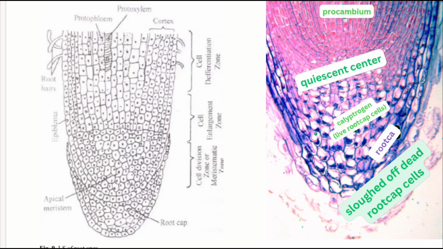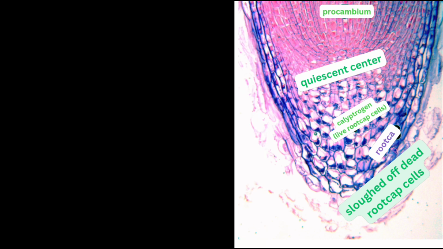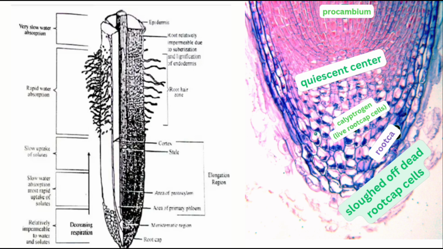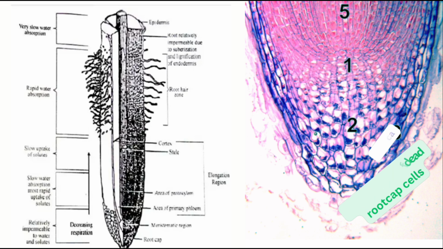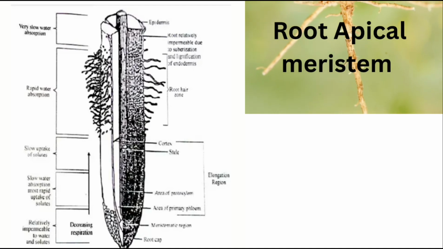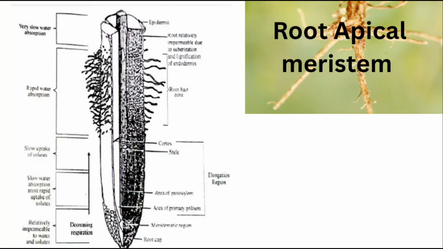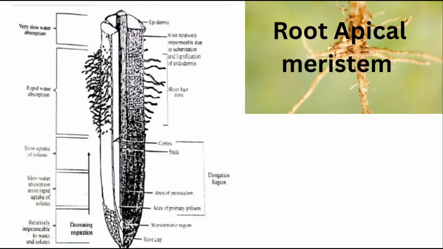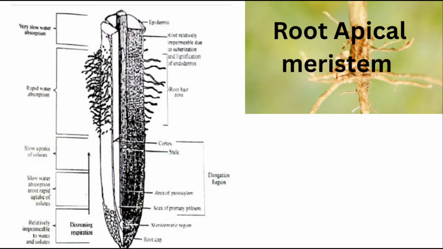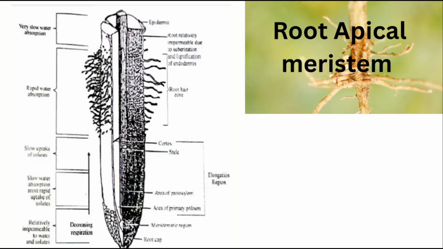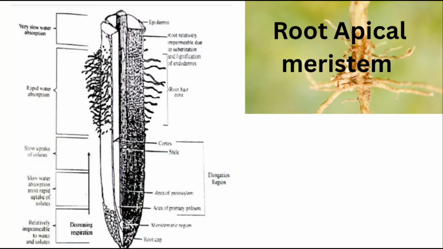So what is the function of root apical meristem? Growth of the root, increasing the root length. Then formation of the primary tissues, that is epidermis, cortex and stelar region. The quiescent center maintains the stability, and the root cap protects from any mechanical injury. For that the quiescent center is important. And the continuous renewal, it keeps producing new cells.